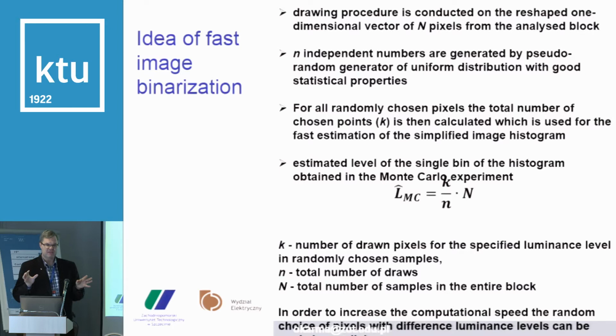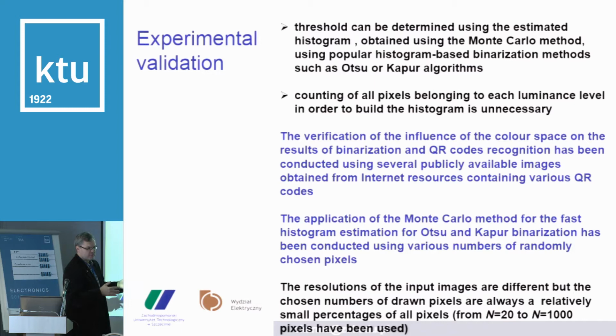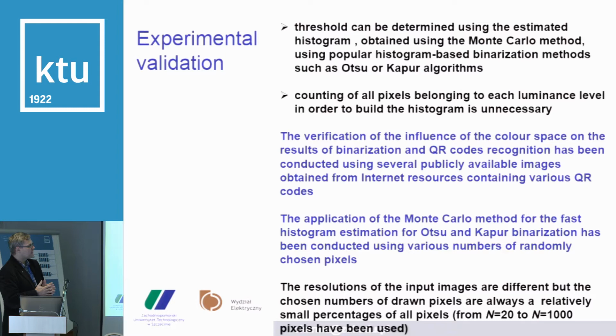I will show you some examples. So we just draw a limited number of samples, distributed from the whole image, and analyze the histogram of them. Such a simplified histogram can then be the input data for the Otsu, Kapur and Rosin algorithms, all histogram-based, very popular binarization methods. So we save a lot of time because we do not have to count all the pixels which belong to each luminance level. We just count the drawn pixels, a very strongly limited number of them.